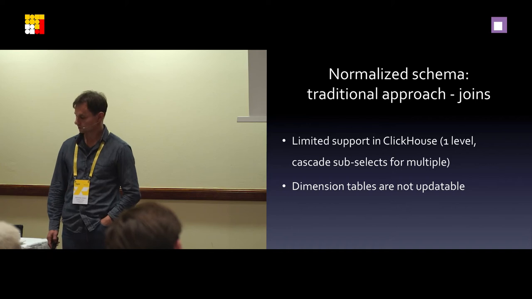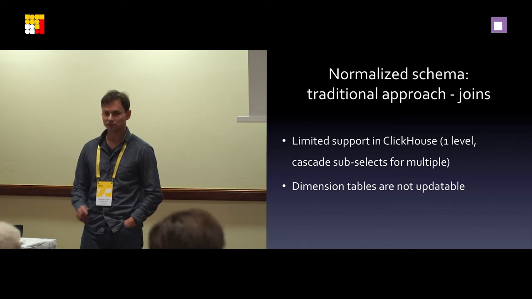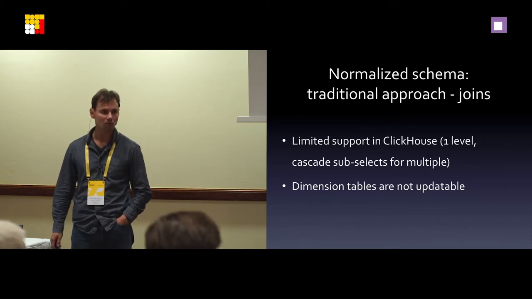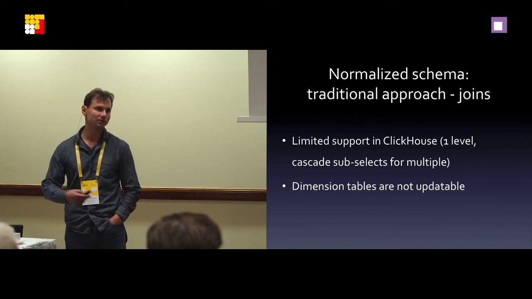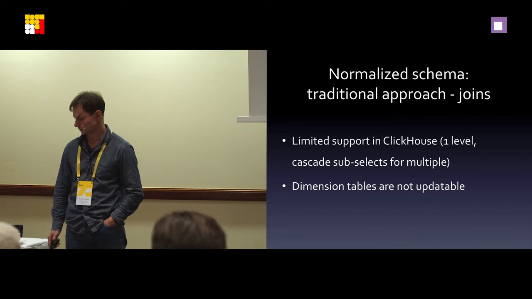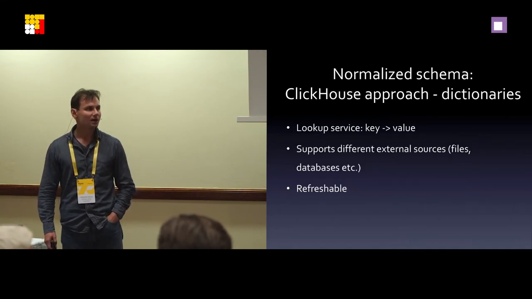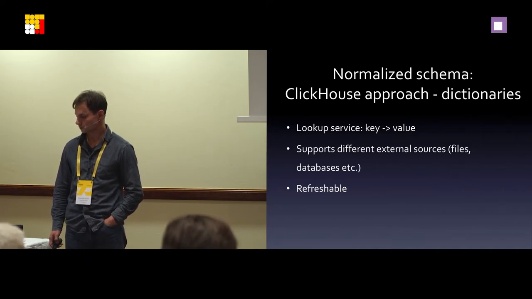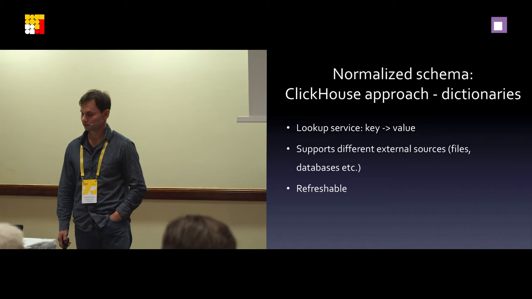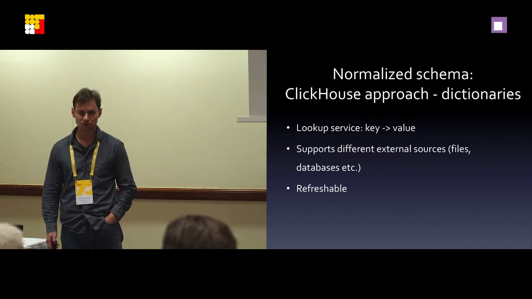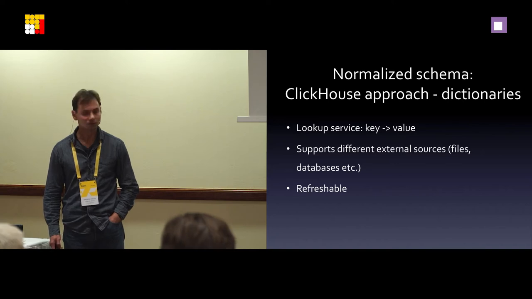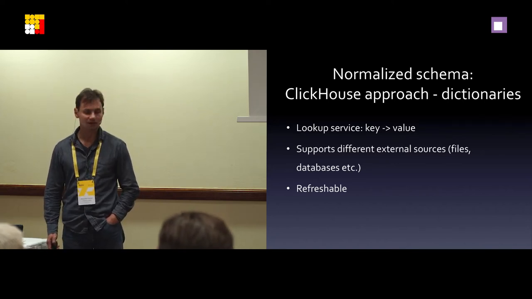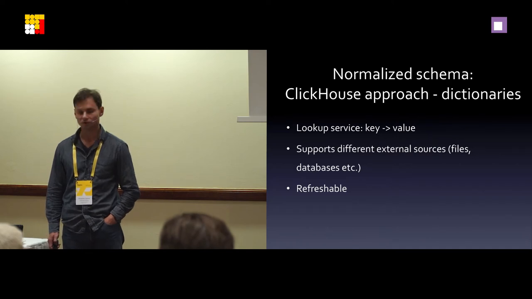Due to limited support of joins, it's only one level, and you have to cascade to subselects if you have multiple levels. Also, tables in ClickHouse are not updatable, so you can't update, even small ones. If you want to reload completely, you can have some queries returning no data, right? ClickHouse proposes its own approach to this, called external dictionaries, which is, in essence, just a key-value hash map, or a family of hash maps, that allows you to get any data instead of joins. The main benefit is that you can avoid joins and you can refresh them.